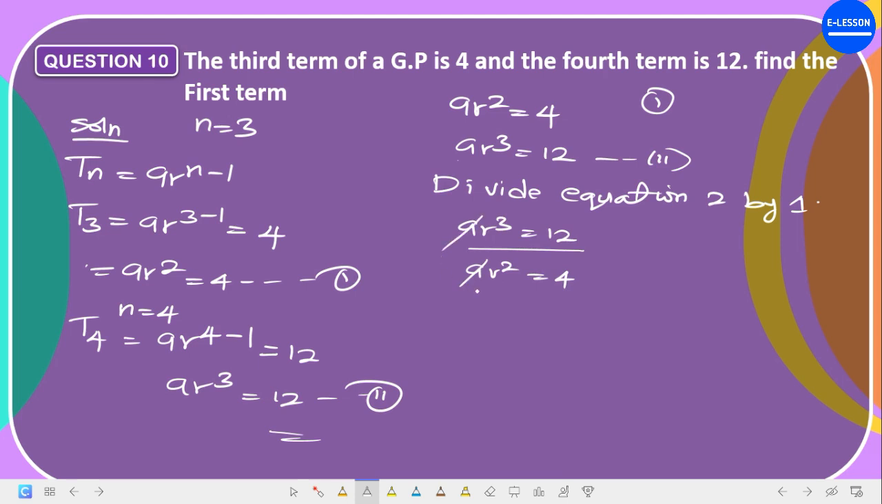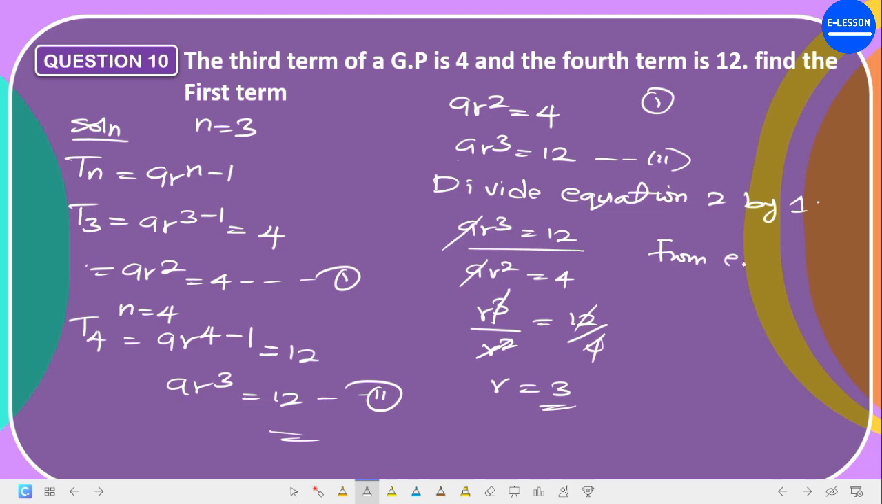Now a cancels a. So what are we left with? We have r^3 divided by r^2 is equal to 12 divided by 4. If this cancels this, we are left with r, because there are 3 r's here and 2 r's there. If they cancel, we're left with 1 r on top, is equal to 3. So our common ratio is 3. Are you getting it now?